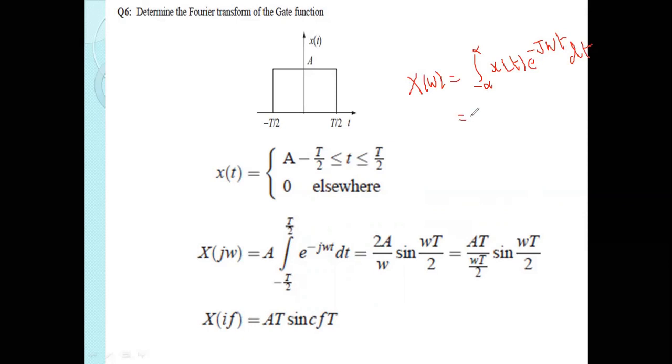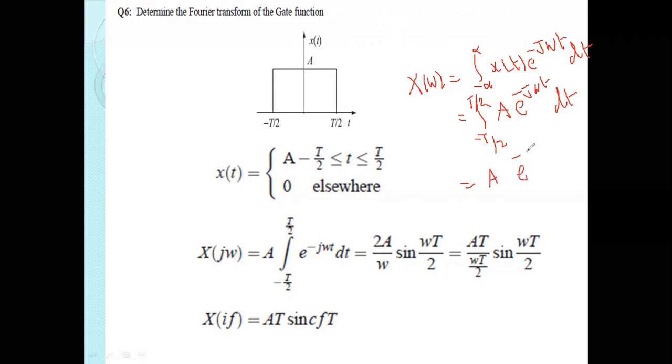And that is equal to, what is x of t given? x of t is equal to A from minus T by 2 to T by 2. The X(jω) is the integral of A times e power minus j omega t dt.